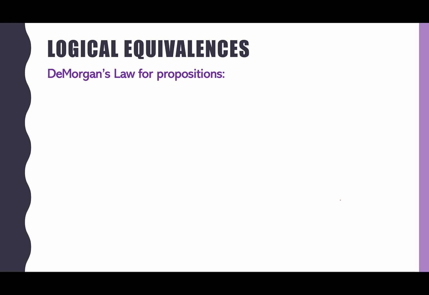The first one we're going to do is one of the most common ones that you'll hear about in this world, and it's called DeMorgan's Law. Here's what it is. DeMorgan's Law states that the negation of a compound proposition using a conjunction, so not (P and Q), is logically equivalent to saying not P or not Q. Do you buy that?